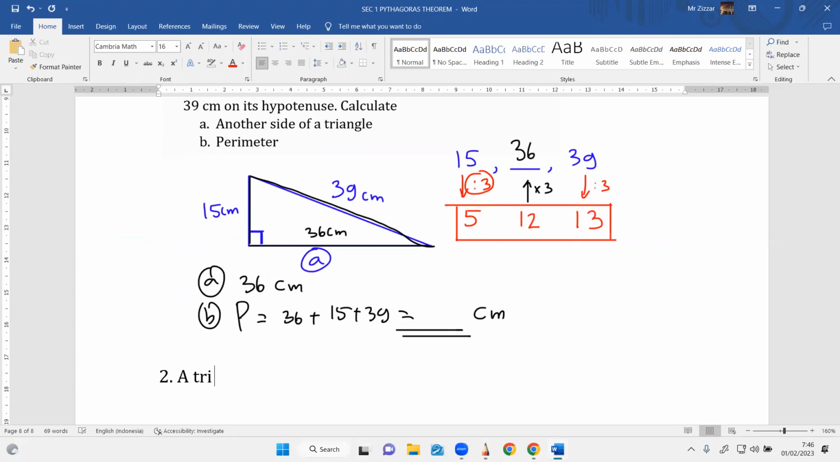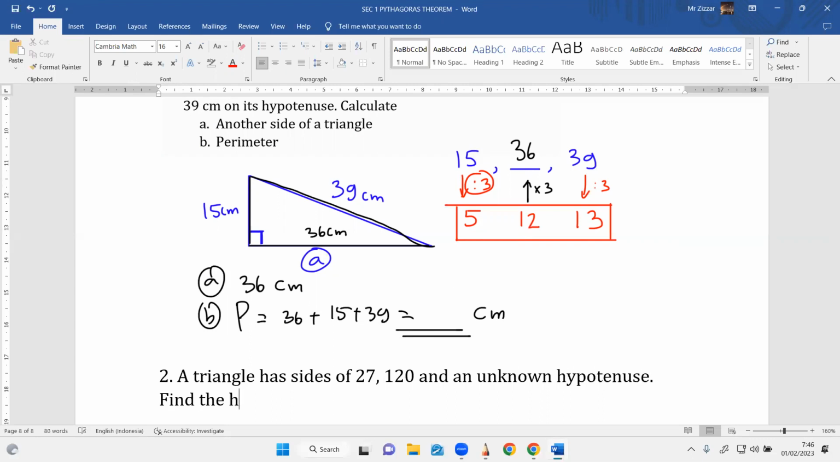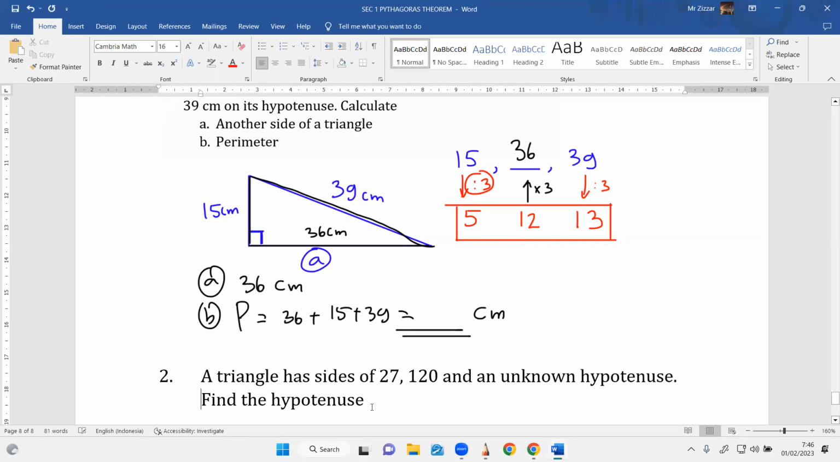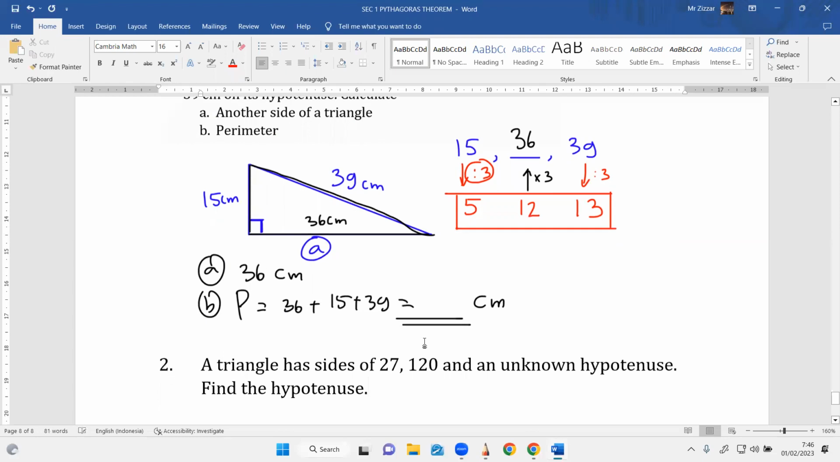A triangle has sides of 27 and 120, and an unknown hypotenuse. Find the hypotenuse. How? Try to think about this question.